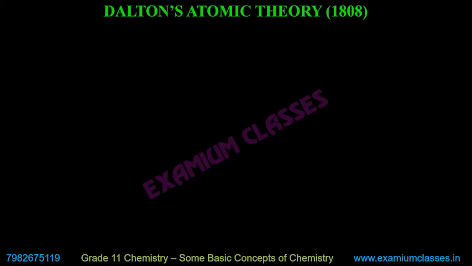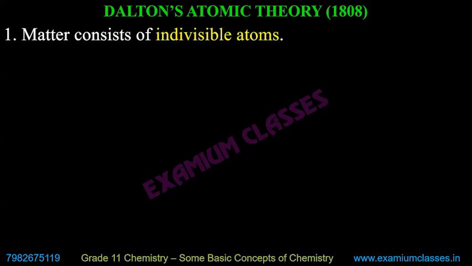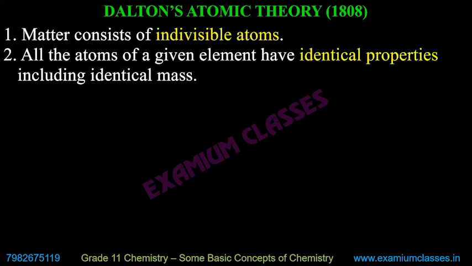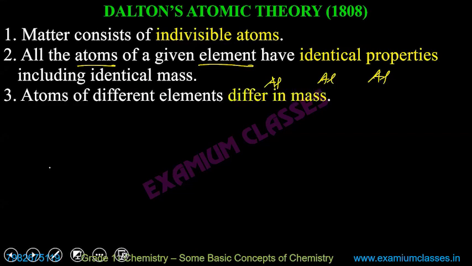Dalton's atomic theory is not very important from the 11th perspective, but if your teacher wants to tease you, these questions might be asked. So Dalton's atomic theory: matter consists of individual atoms only, nothing else. All the atoms of a given element have identical properties. If it is aluminium, aluminium, aluminium everywhere, it will have similar properties, obviously, that is common sense. Atoms of different elements differ in mass. Yes, their atomic mass is different, that's why their mass is different.